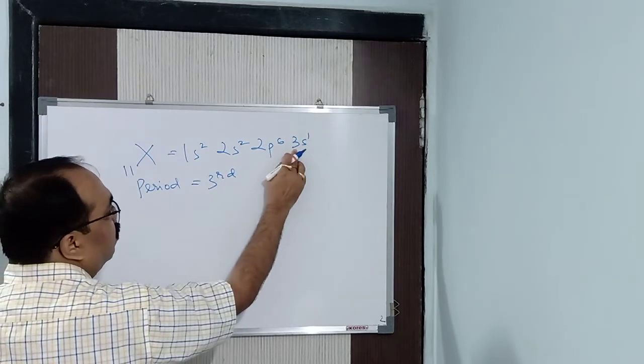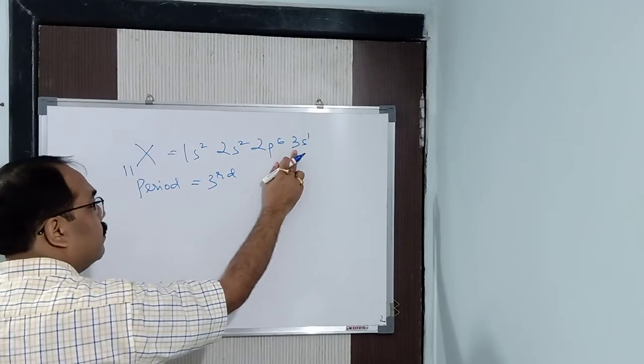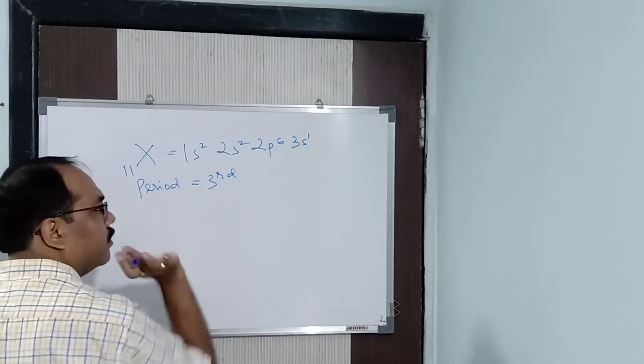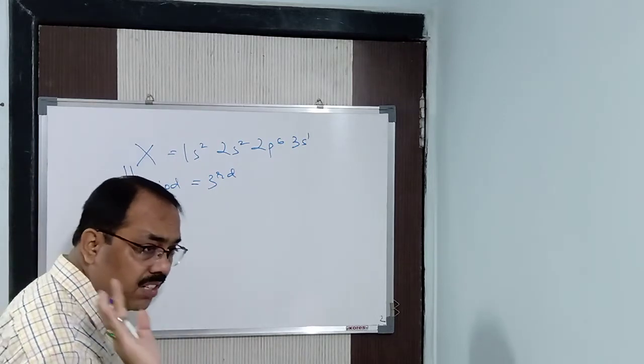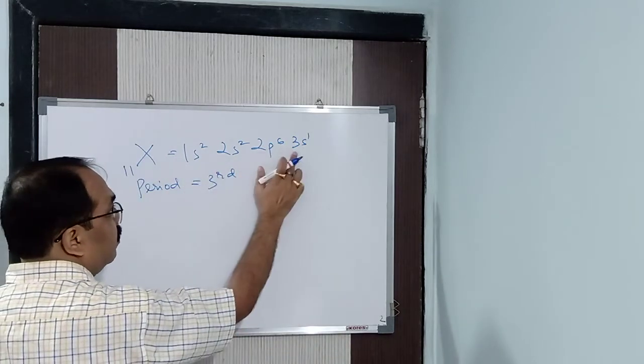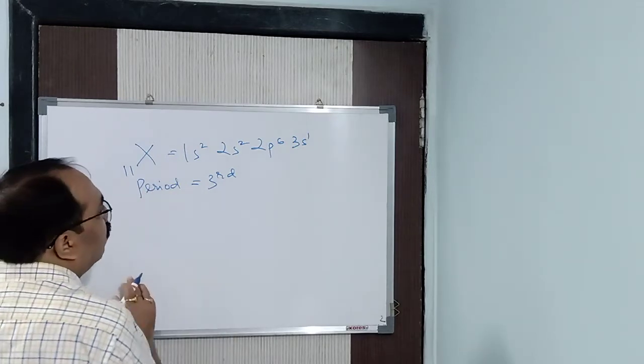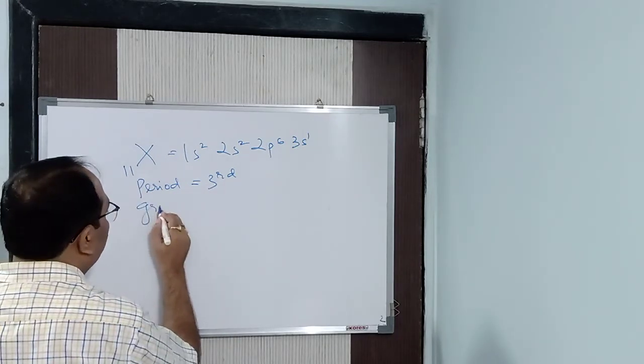See, the highest principal quantum number is 3. So this element belongs to the third period. The highest principal quantum number determines the period. Mind it. So the highest principal quantum number is 3. Now we will find the group. Then I will go to the block.